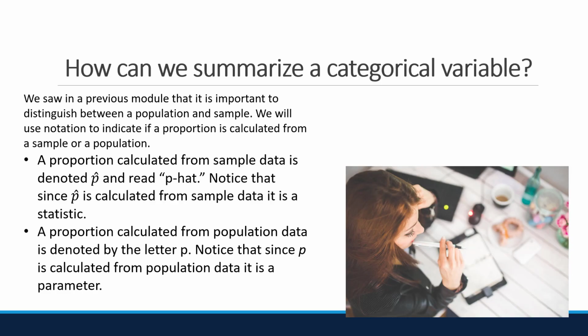Notation for a proportion. We saw in a previous module that it's important to distinguish between a population and a sample. We will use notation to indicate if a proportion is calculated from a sample or a population. A proportion calculated from sample data is denoted as p-hat and reads "p hat." Notice that since p-hat is calculated from sample data, it is a statistic. A proportion calculated from population data is denoted by the letter p. Notice that since p is calculated from population data, it is a parameter.